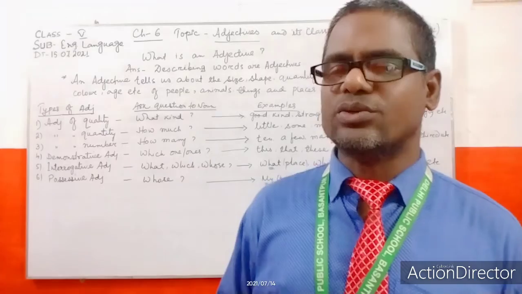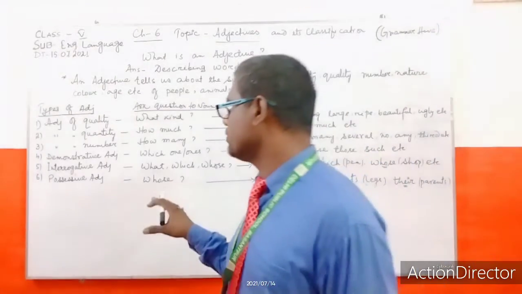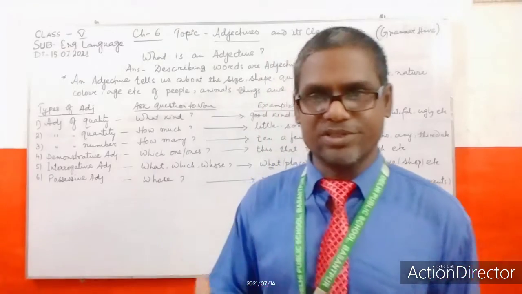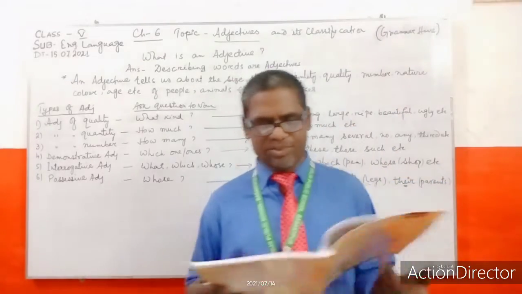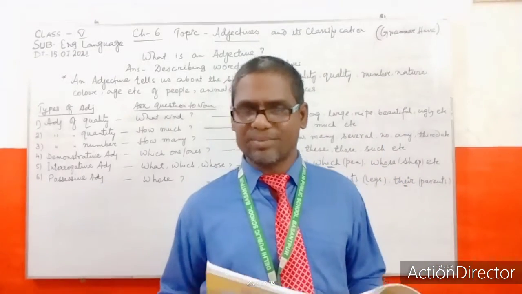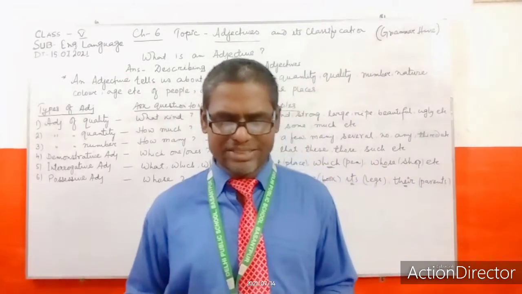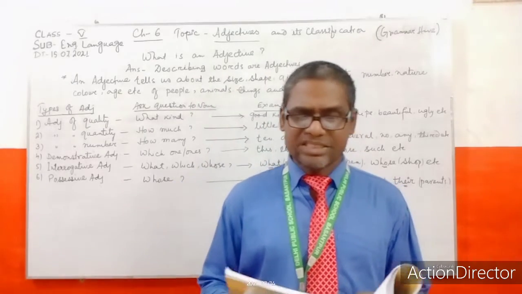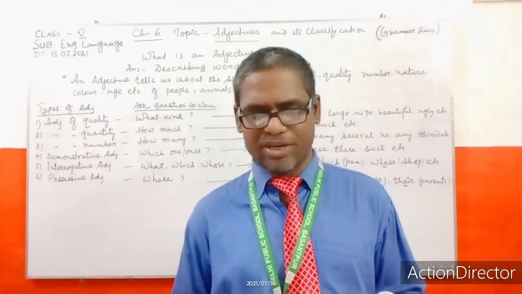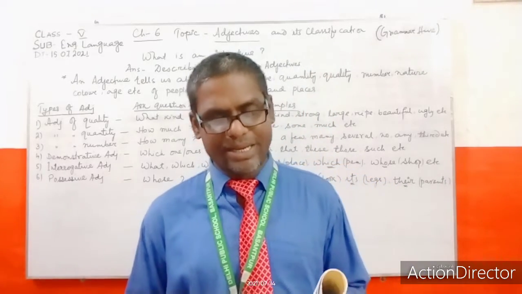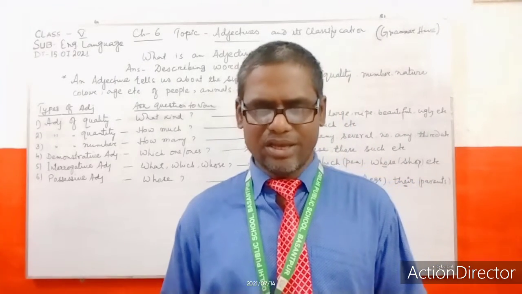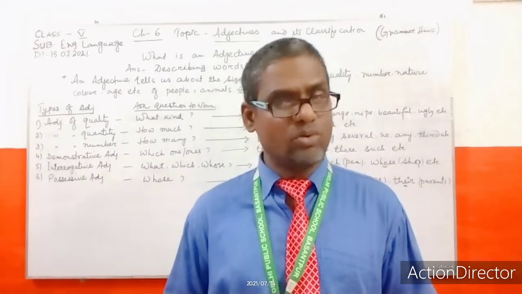I try to discuss in short, but there is a lengthy discussion in your book with examples. I am just giving some examples from your book. Here it is written: an adjective tells us about size, shape, material, speed, age, number, quantity, amount, color, nature, and state of people, animals, things, or places. An adjective adds to the meaning of a noun or pronoun.